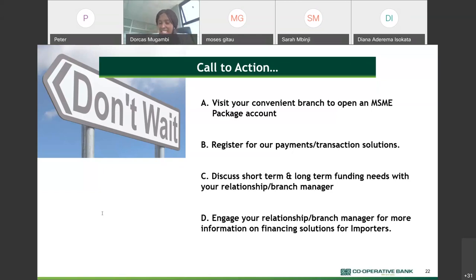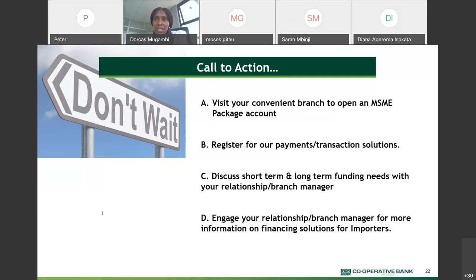I will go first and then Moses will take some of the areas that he may want to enhance. In terms of linking up with KRA or collaborating with KRA, as I said, what we normally do is, once you already know what your duties are and once you have gotten the manifest, you get in touch with us and we can process payments to KRA.